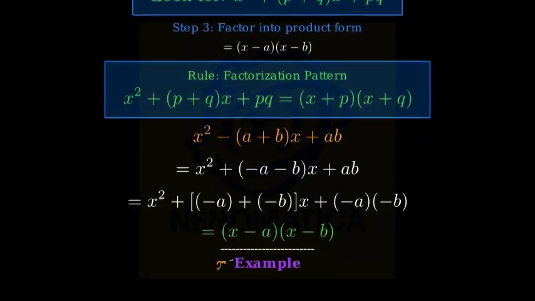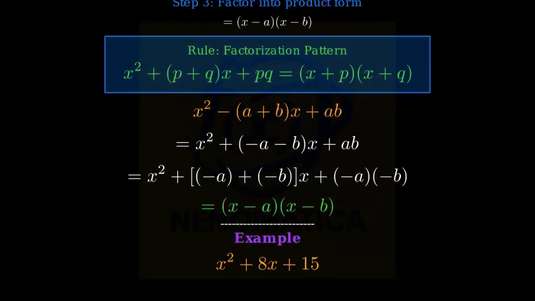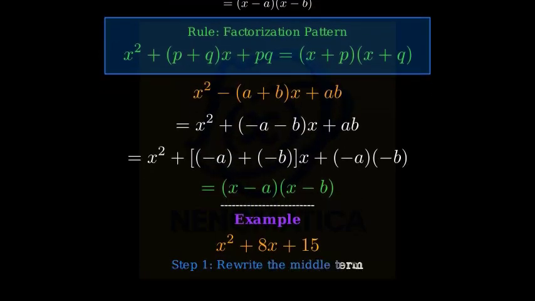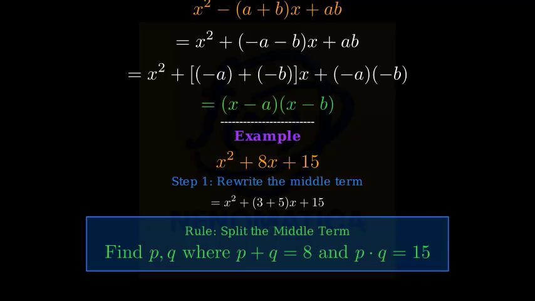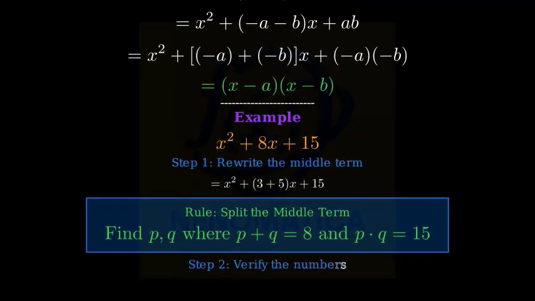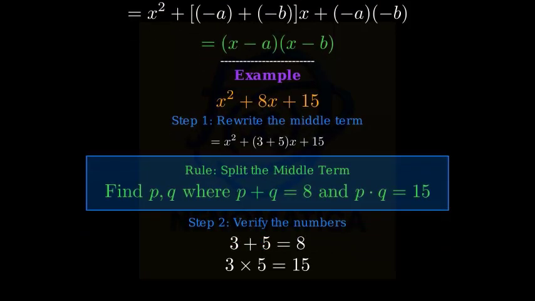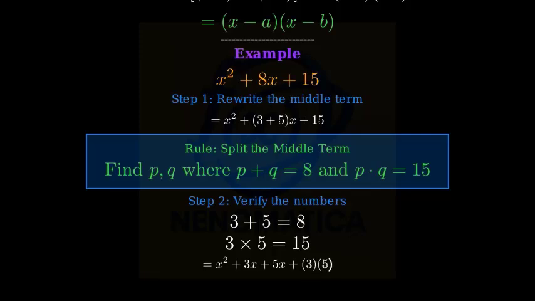In this example, we'll factorize the expression x squared plus 8x plus 15. For the middle term 8x, we need to find two numbers that add up to 8. Let's rewrite 8x as 3x plus 5x. Let's expand this further by showing that 3 and 5 are the numbers we need. 3 plus 5 equals 8, and 3 times 5 equals 15. So we can rewrite our expression as x squared plus 3x plus 5x plus 15.